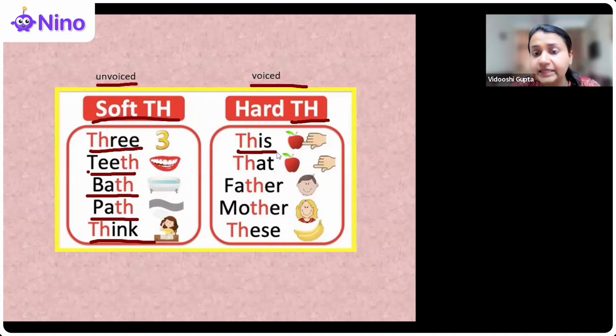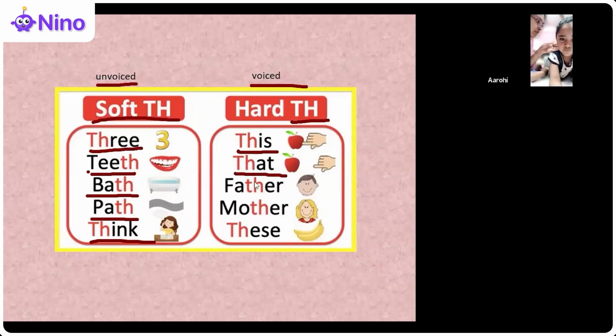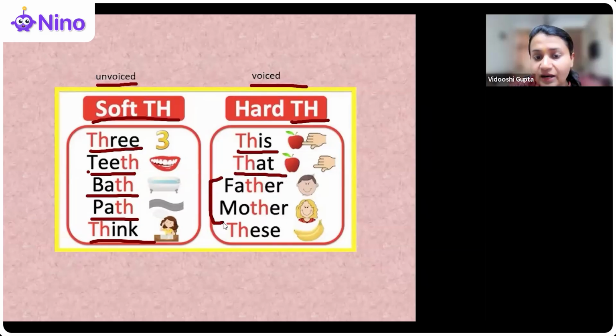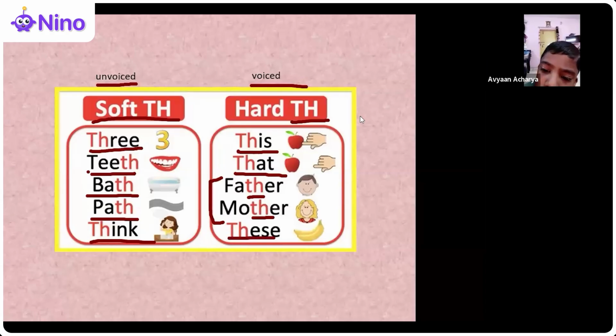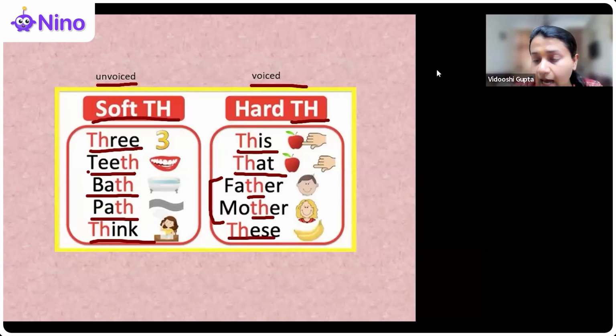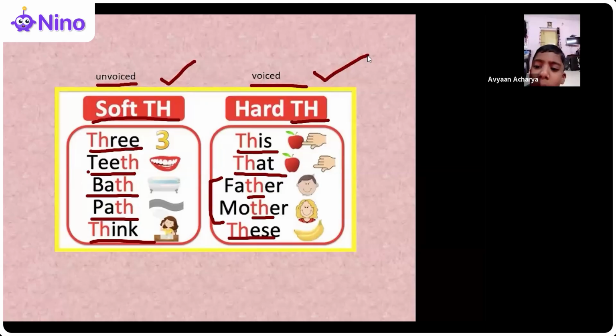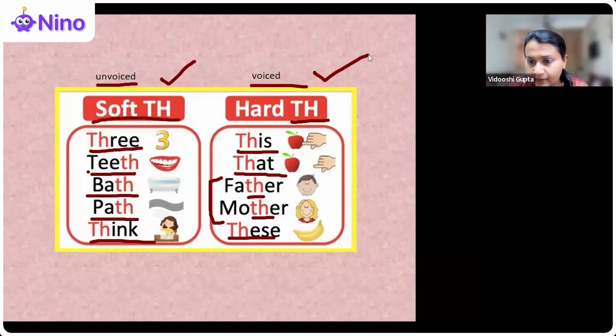And this is hard the. For example, when you're saying this, that, or the relation words, words that describe relationships like father, mother, brothers, grandfather, grandmother. These relationship words have the hard the. So this is how T and H makes two different sounds. One is the soft th, the other is the hard the.